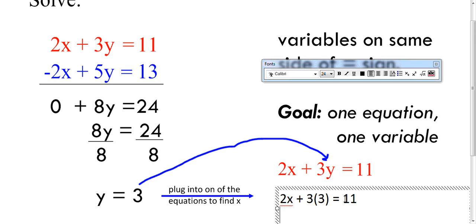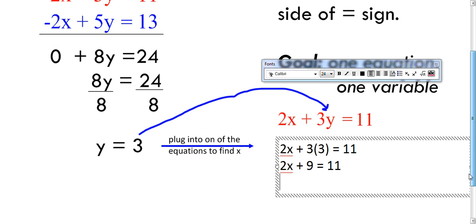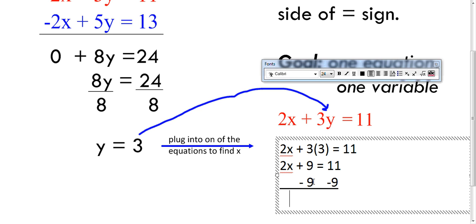And so then from there, you're just going to go through and solve it. So you get 2x plus 9 is equal to 11. And then 2x is going to equal, subtract 9 from both sides. See all that stuff from last semester coming back to say hi. Isn't that nice? So then you end up with, again, 2x equaling 2. So divide everything through by 2. You end up with x equals 1.